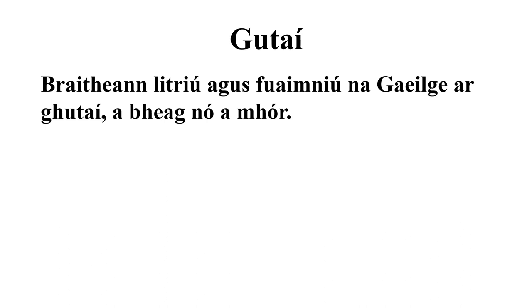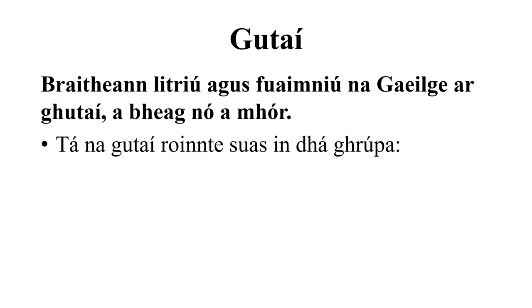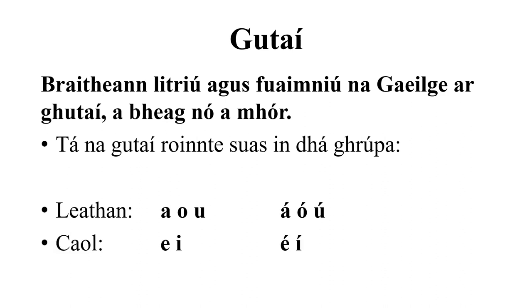Guta, vowels. Braitheann litriú agus fuaim na Gaeilge ar ghuta a bheag nó a mhór. So, spelling and pronunciation in Irish is pretty much dependent on vowels. Tá na guta roinnte i dhá ghrúpa. The vowels are divided into two groups. Leathan, or broad vowels, A, O, U, and A fada, O fada, and U fada. Caol, slender vowels, E and I, E fada, and I fada.